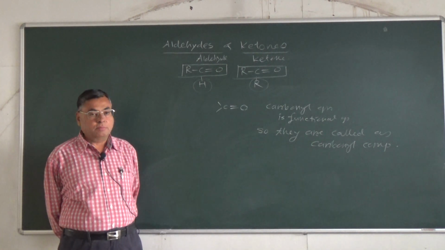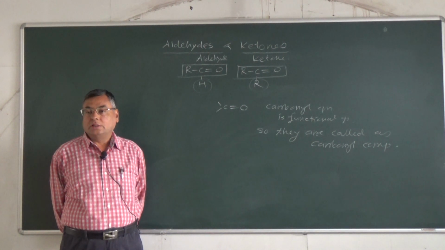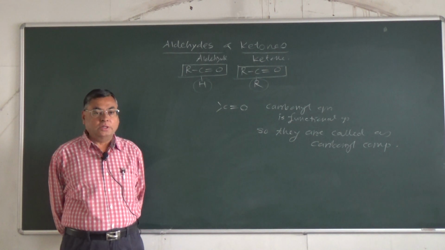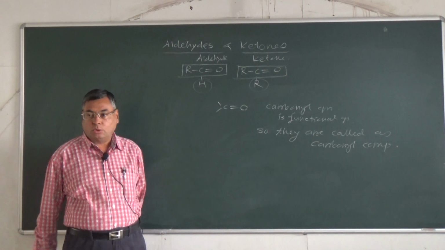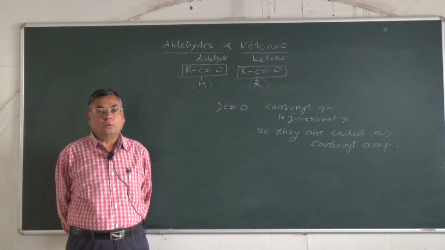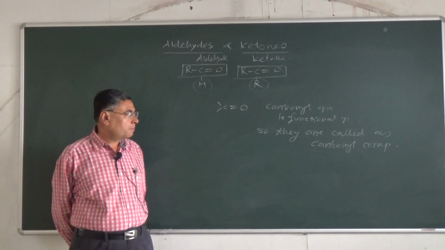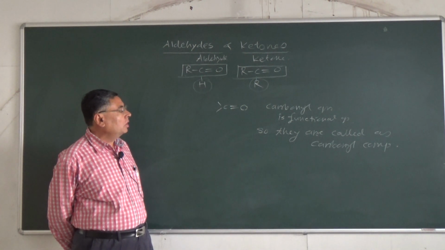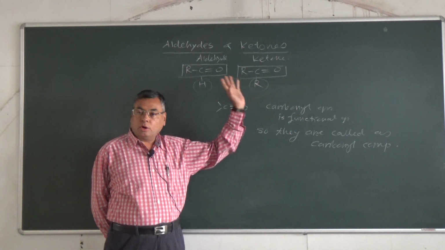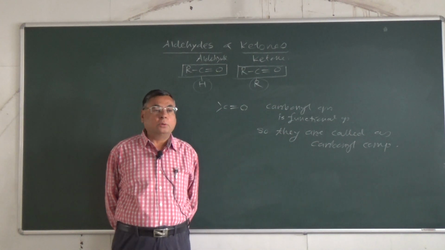Otherwise they are the same. So aldehydes and ketones are isomers of each other also. So if you want to write isomerism, you have to write both aldehyde as well as ketone. If you are given a molecular formula, any molecular formula, then you have to write the isomers, aldehydes as well as ketones. So these are carbonyl compounds. Aldehydes are carbonyl compounds, ketones are also carbonyl compounds. How to prepare these aldehydes and ketones, that we shall study tomorrow.